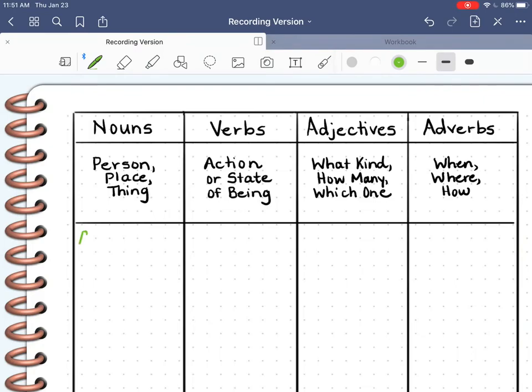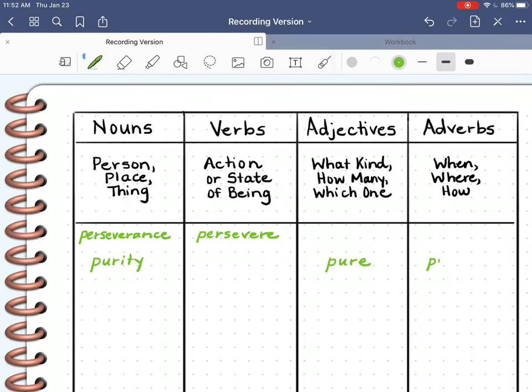Perseverance. This is a noun. The verb is persevere. Persevere. So you have a noun and a verb for that one. Purity is a noun. It's a thing. The adjective is pure. It tells what kind.